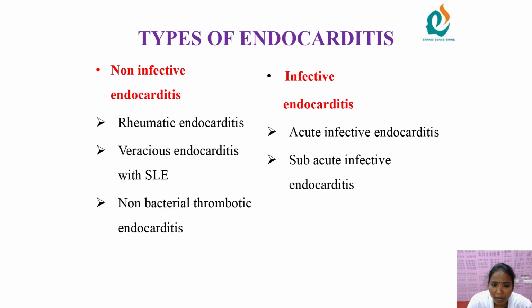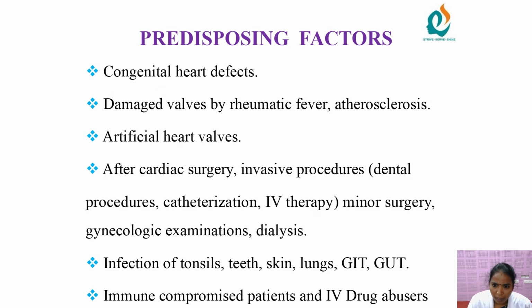Non-infective endocarditis includes rheumatic endocarditis, verrucous endocarditis with systemic lupus erythematosus, which is an autoimmune disorder, and non-bacterial thrombotic endocarditis. And infective endocarditis includes acute infective endocarditis and subacute infective endocarditis.